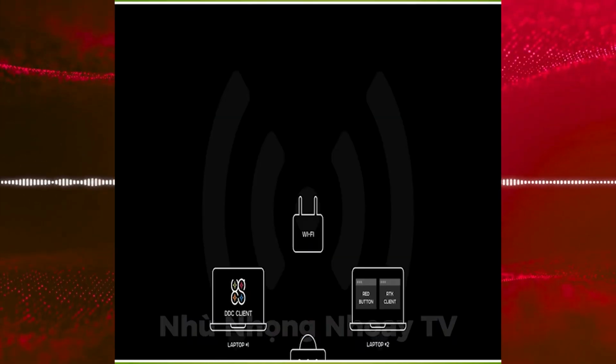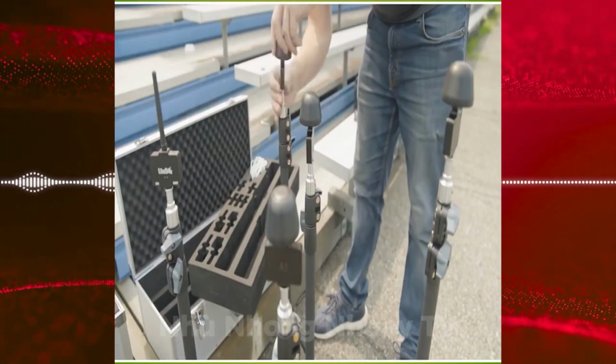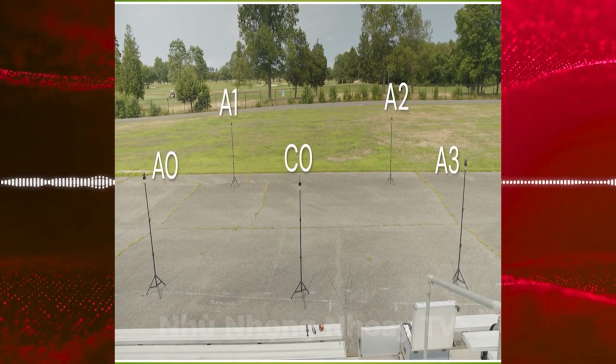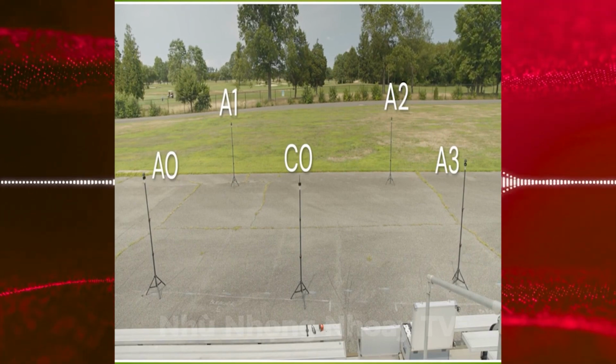Next is setting up the dynamic GPS base station. This station is used for the main control laptop to connect with the drones. In the video, you can see that 0 is the control signal transmitter used to connect with the computer, while A0 to A3 are signal amplifiers used to enhance the signal.